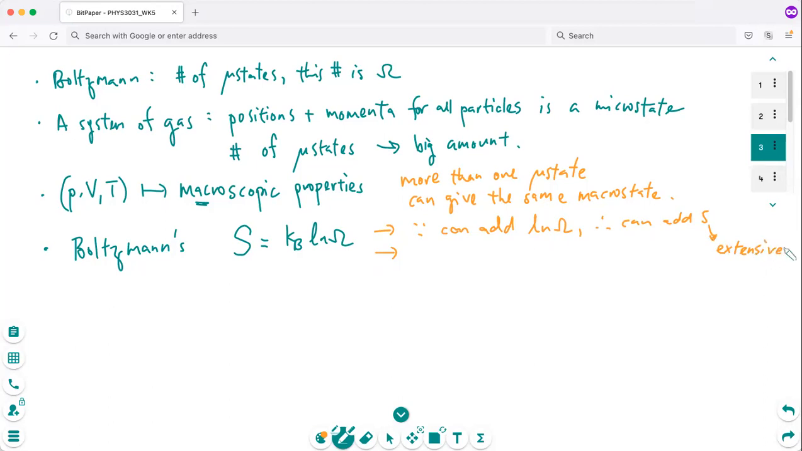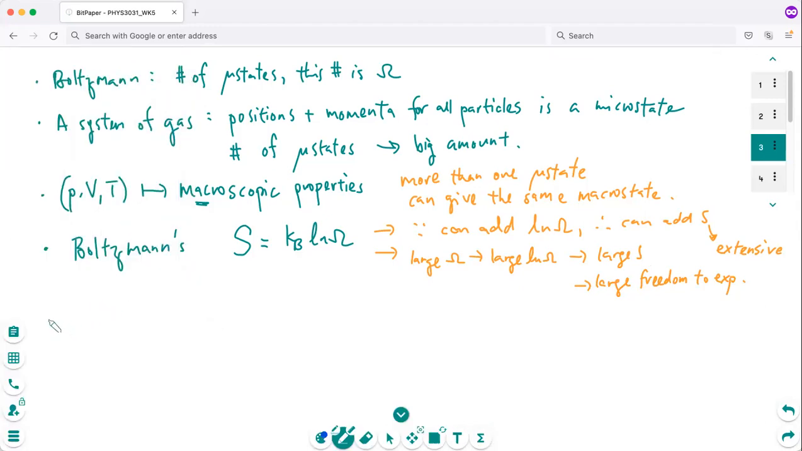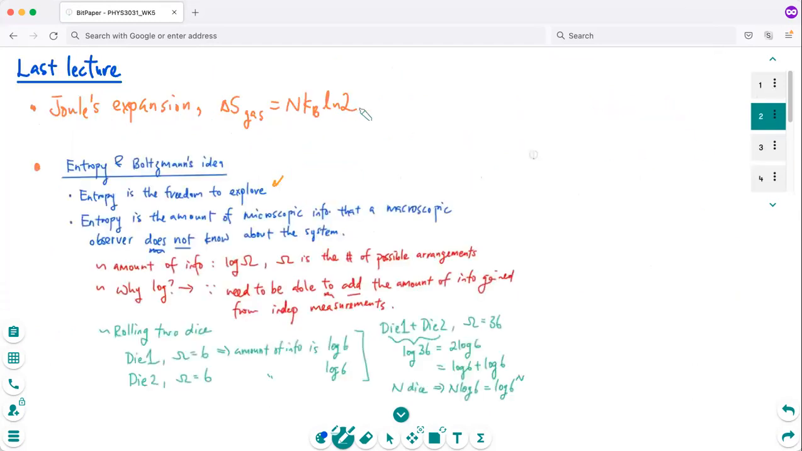Okay, another reason this is proportional to each other is that if you have a large omega, then you have a large log, and therefore a large S. This is consistent with the expectation that you will have large freedom to explore. Okay, and now I'm ready to discuss the Joule expansion to show you why you get this factor of log 2.